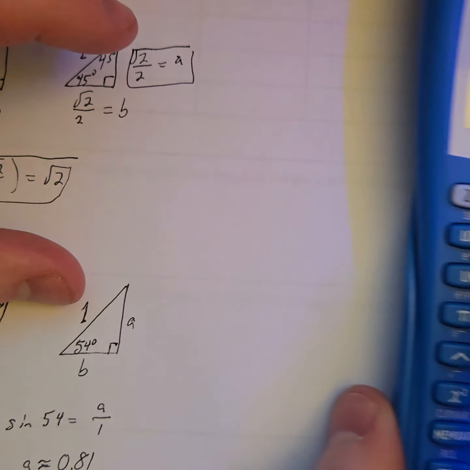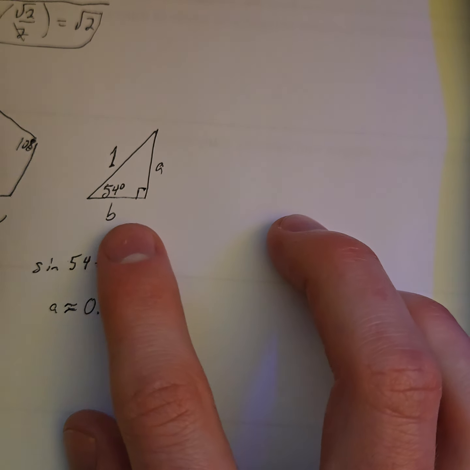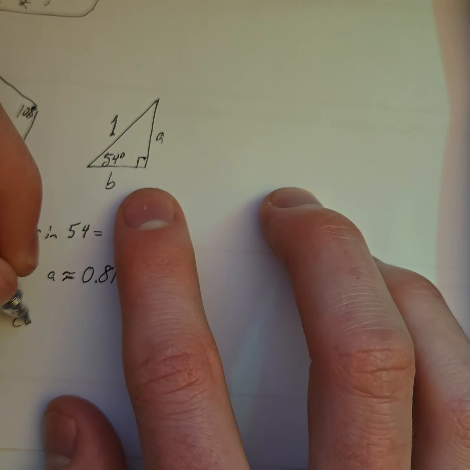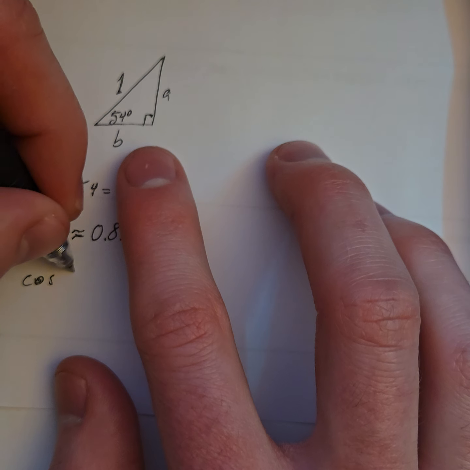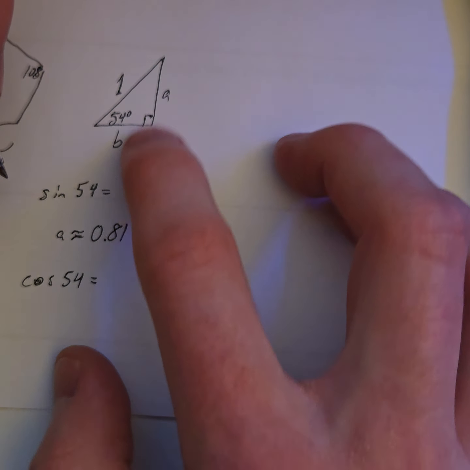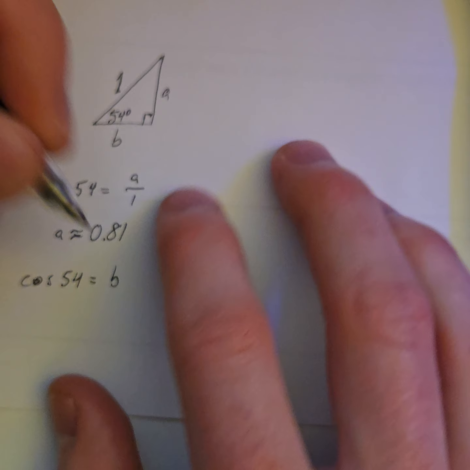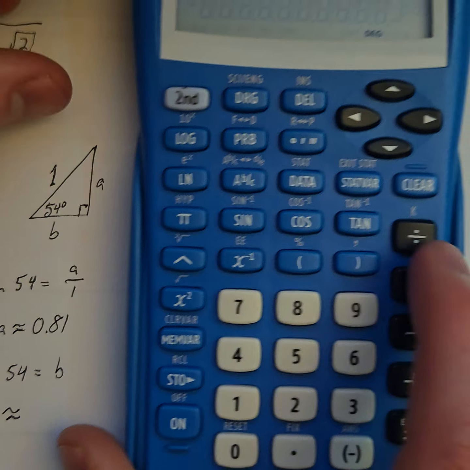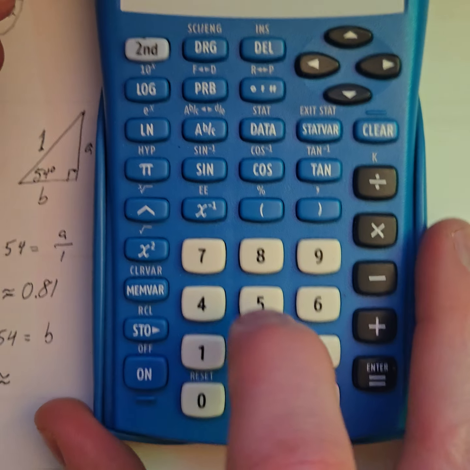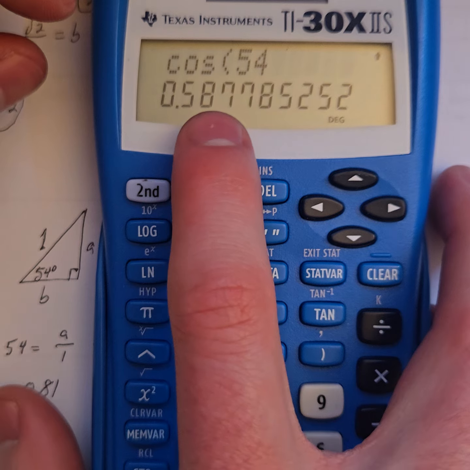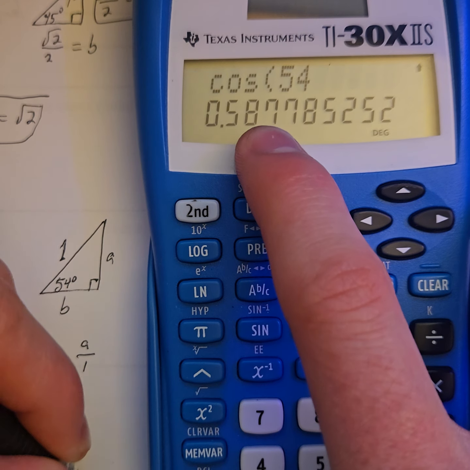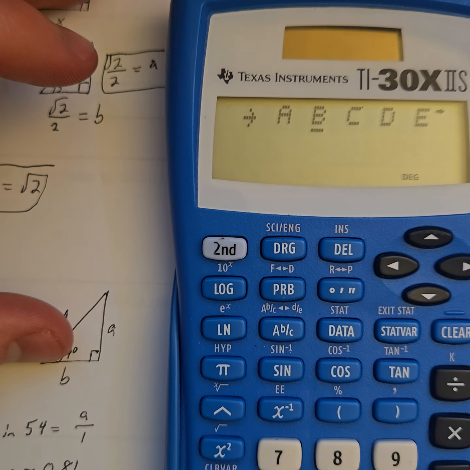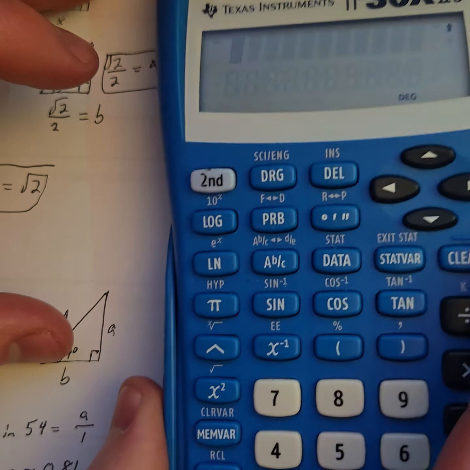Then I want to find B as well. B is the adjacent side, and I know my hypotenuse, so I'm going to do cosine. Cosine of 54 is equal to adjacent over hypotenuse, so B over 1, or just B. So if I want to find B, I just type in cosine of 54. We get 0.59, and I'm going to store this as B. So now that's in my calculator.